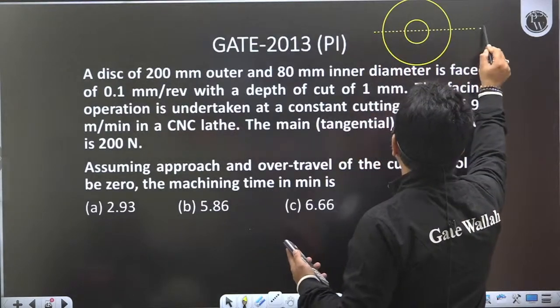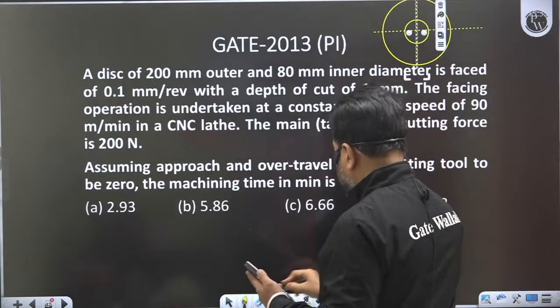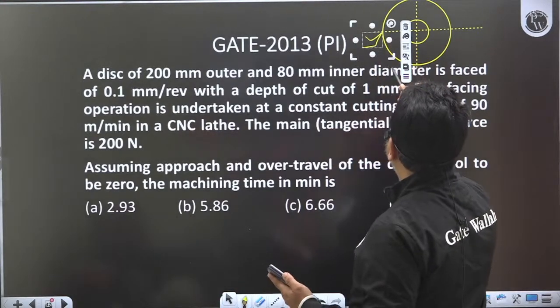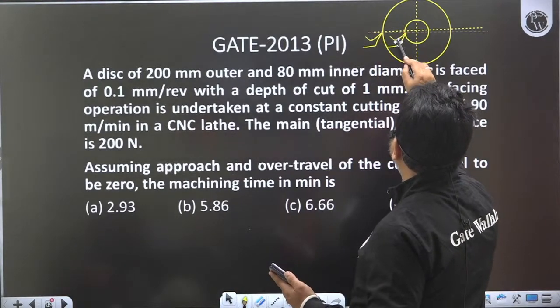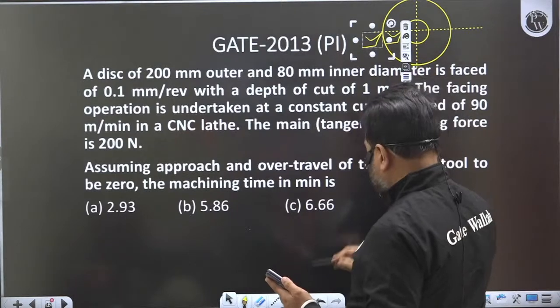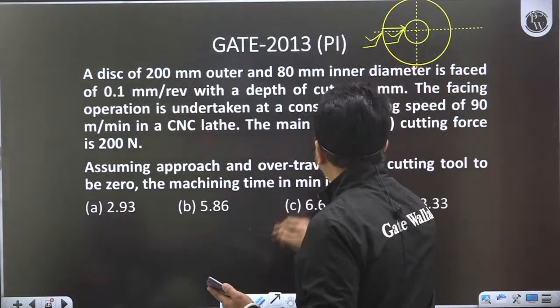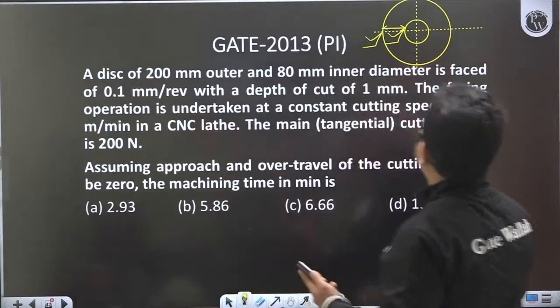This is the outer disc. This is the inner disc. The tool will move from here to here only, right? So in the facing operation, what will be the machining length?